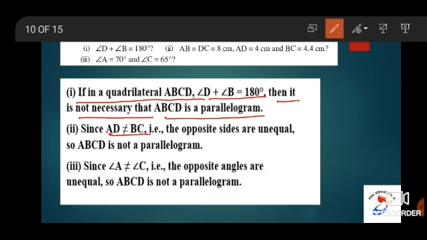The opposite sides, that is AD and BC, are not equal. As the opposite sides are unequal, ABCD is not a parallelogram. Now it is subdivision 3.